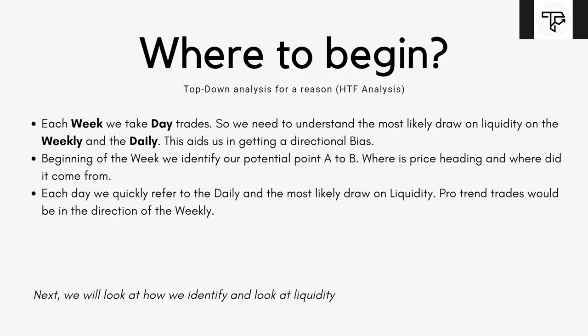I'm going to be showing you some examples as well. Beginning of the week, we identify our potential point A to point B. Where is price heading and where did it come from? Maybe we react off of an order block on the weekly, a bullish order block. Then we're most probably going to be bullish and move higher, especially if we've reacted off a weekly order block. That's more or less the idea behind it. Each day we quickly refer to the daily as well, and the most likely draw on liquidity on the daily.